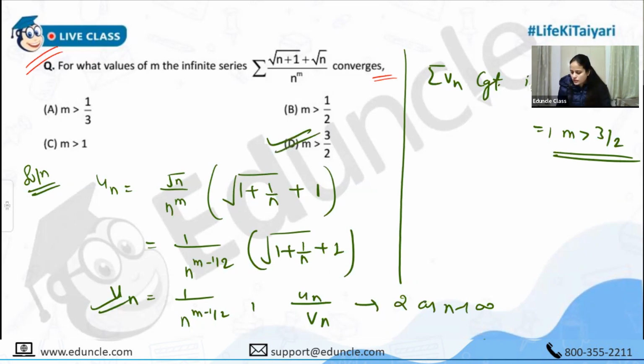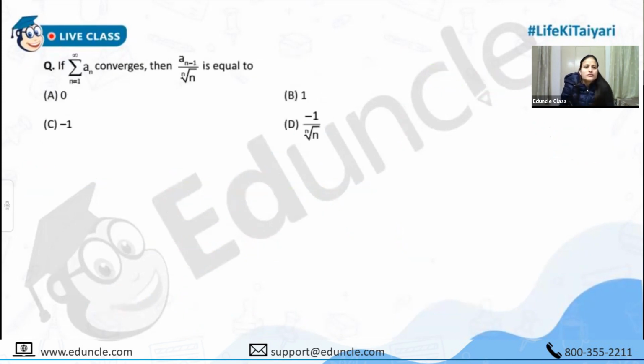It was an easy question. Next question is this. This question is also quite easy. Can you answer this question? If An series converges, then the n minus 1th, there is a correction. Just a second, let me make that correction here. So here they have asked the limit of the n minus 1th term divided by n to the power 1 by n. What will be the limit of this term?